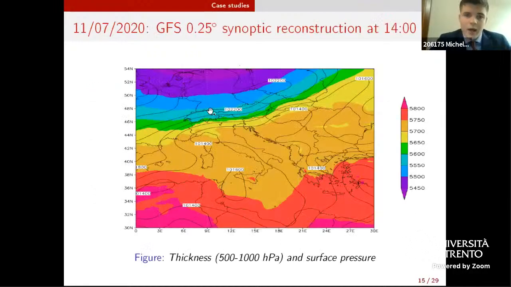For the second event, we have in the early afternoon a trough approaching the Alps and so causing disturbances also in northern Italy.